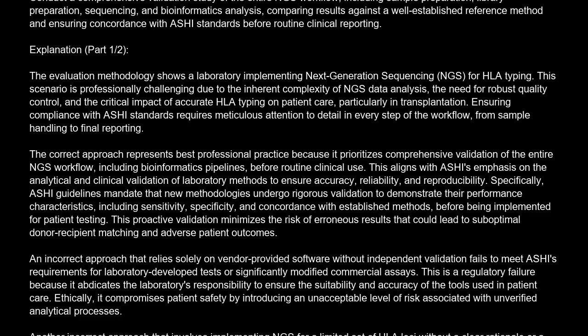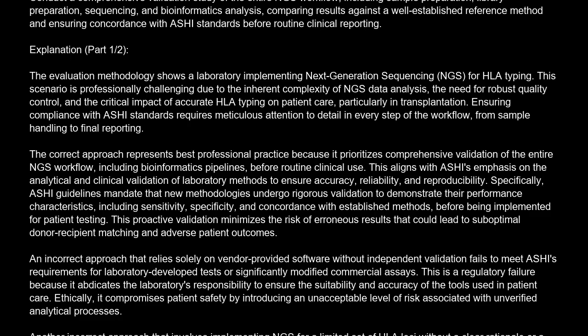Explanation. The evaluation methodology shows a laboratory implementing next-generation sequencing, NGS, for HLA typing. This scenario is professionally challenging due to the inherent complexity of NGS data analysis, the need for robust quality control, and the critical impact of accurate HLA typing on patient care, particularly in transplantation. Ensuring compliance with ASHI standards requires meticulous attention to detail in every step of the workflow, from sample handling to final reporting.